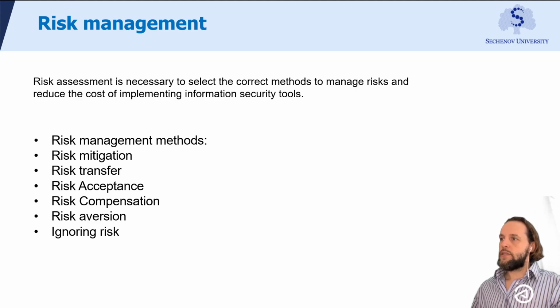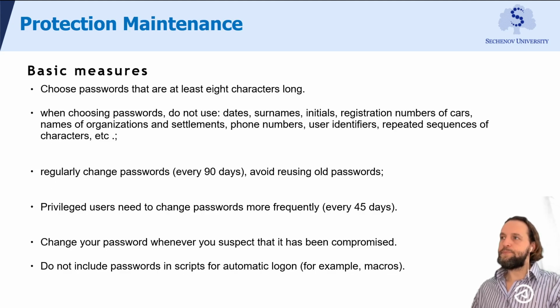Risk aversion is about when we can do something so this risk will not be relevant for us anymore. And of course there will be risks which are out of our limits, and we're not able to do something with this risk, so it will be ignored.